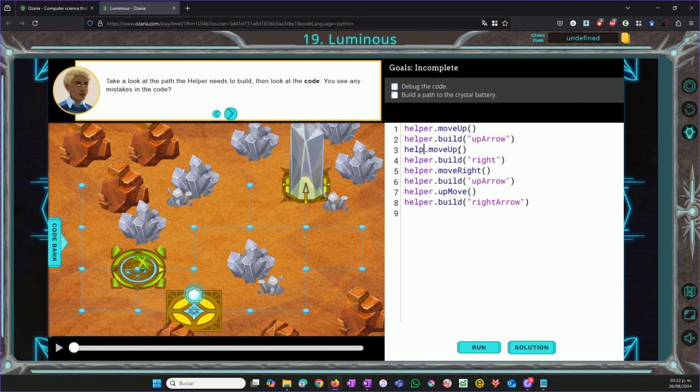For example, here should be helper. The object is the helper. There is no object called help. Therefore, if we use help as the object, the instruction won't follow the syntax rules and the computer won't be able to understand. Sometimes it's hard to identify the mistakes.